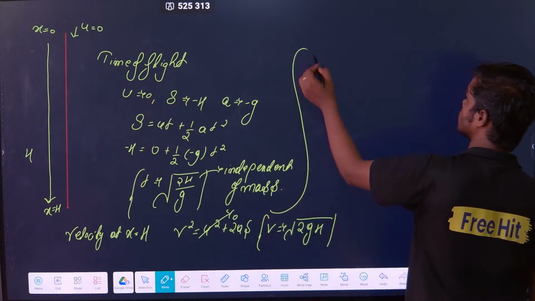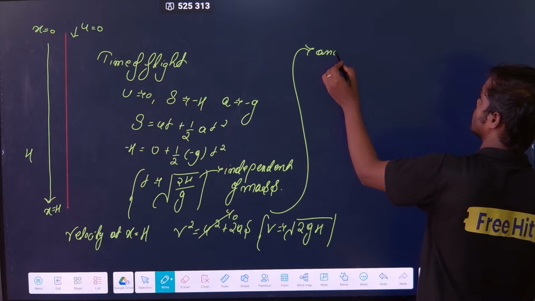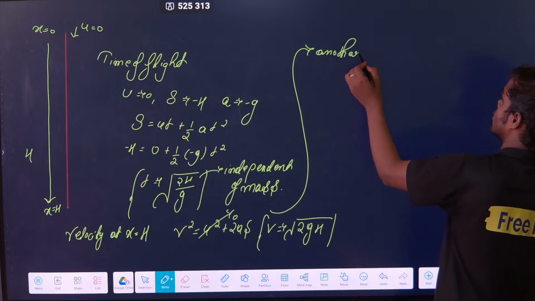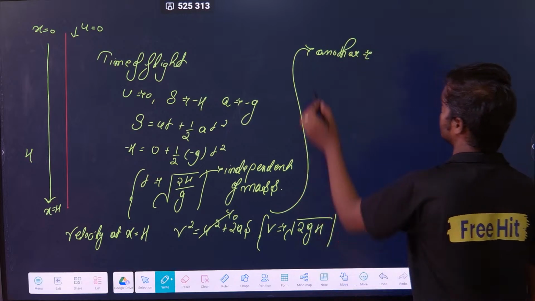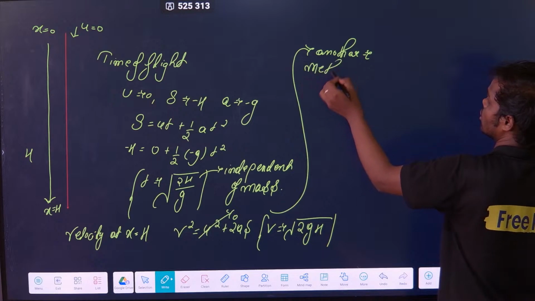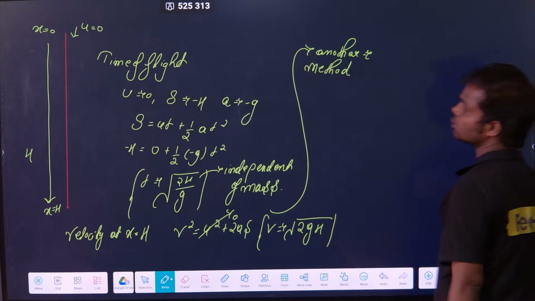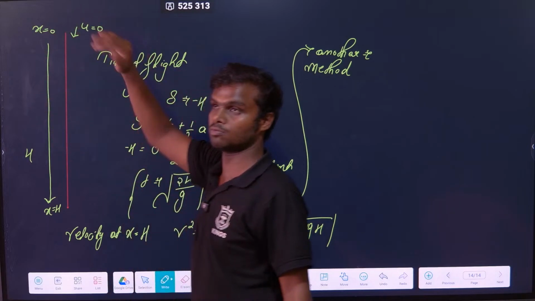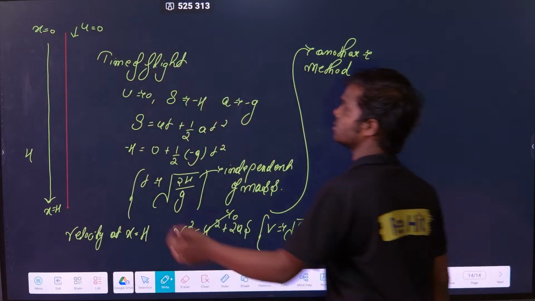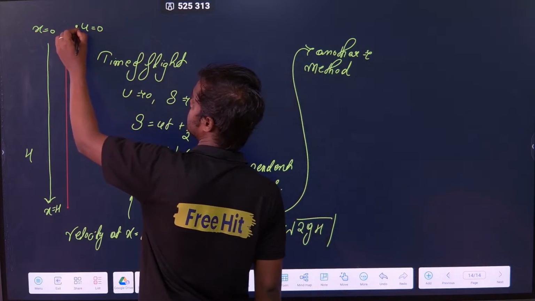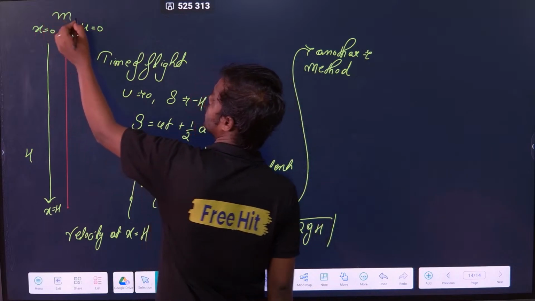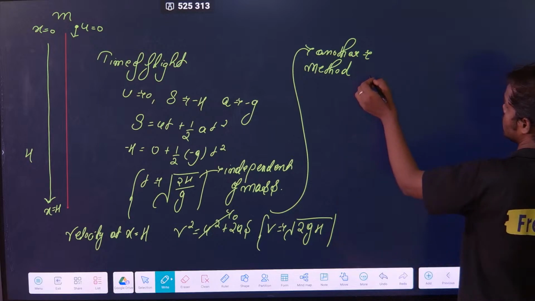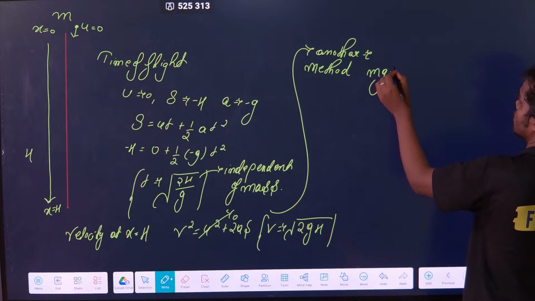There is another approach also. What is the other approach? If you know about potential energy, what is the initial potential energy of this object at this point? Suppose the mass is m. Okay, what is the initial potential energy? That is mgh, potential energy.